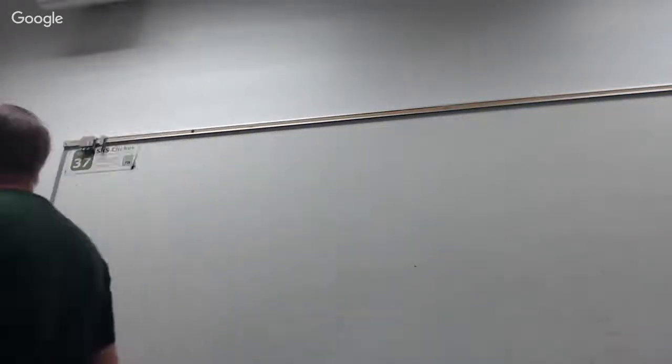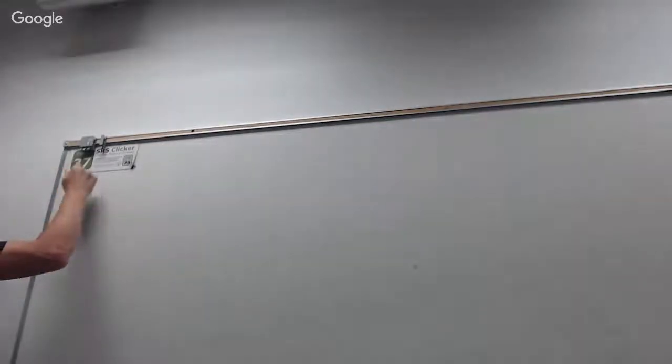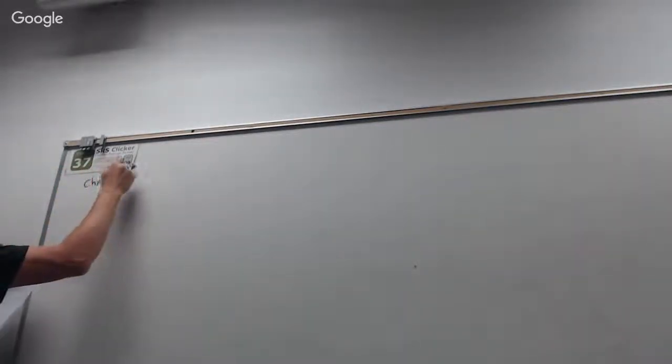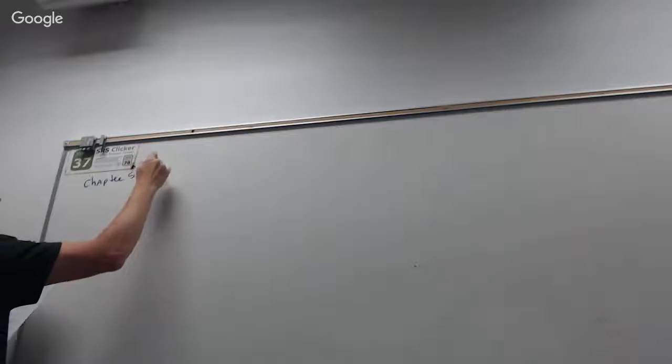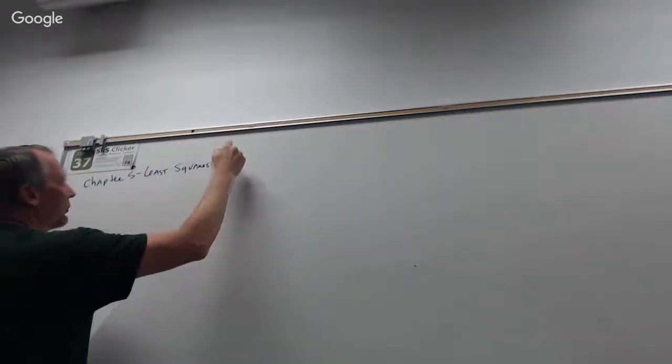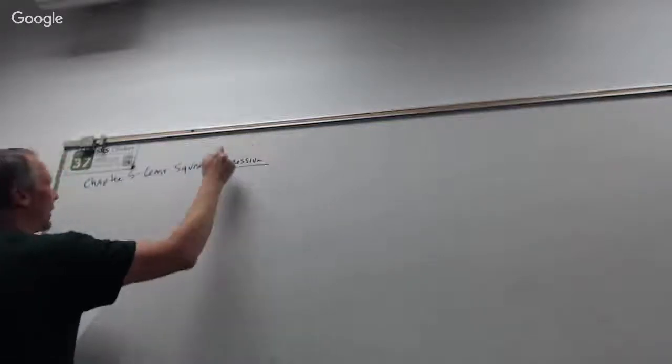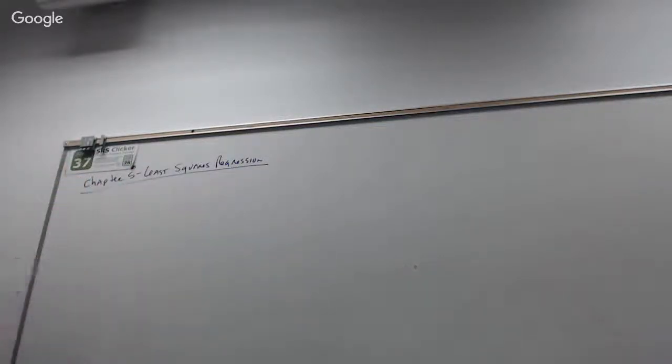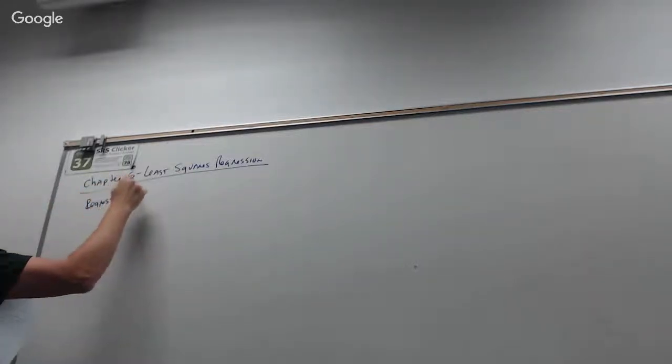All right. So we're going to talk about chapter 5, which is least squares regression. Okay. So we're going to talk about the regression line.